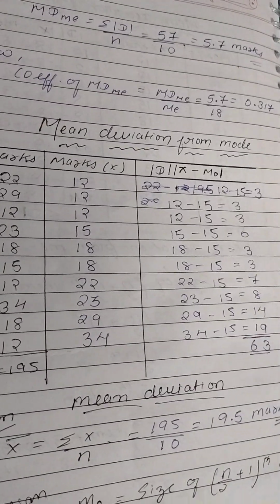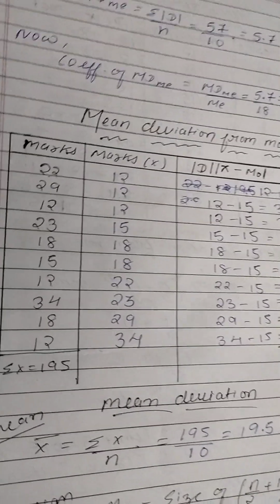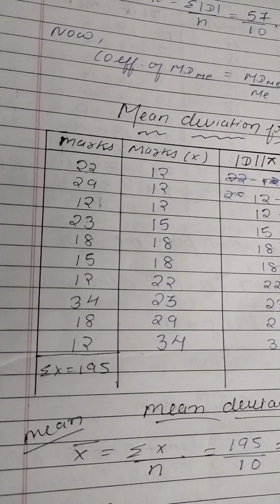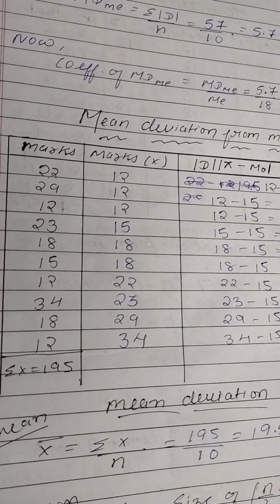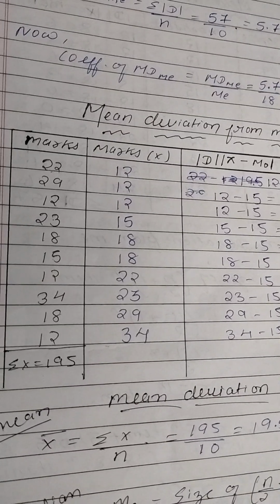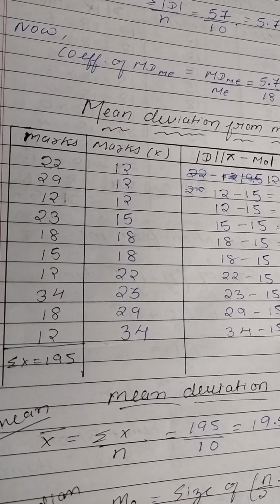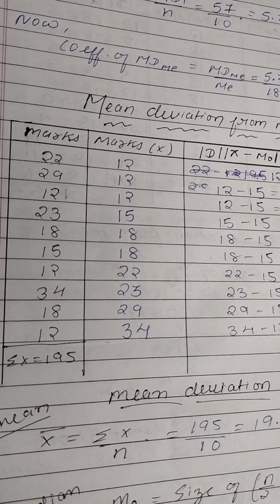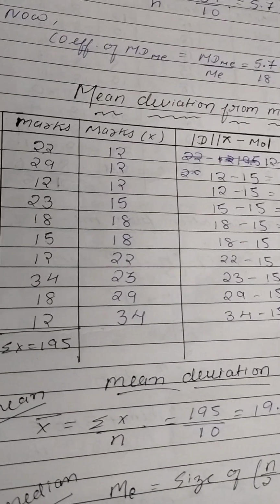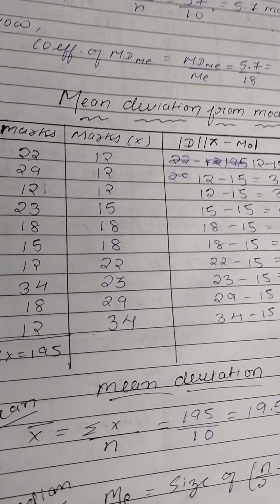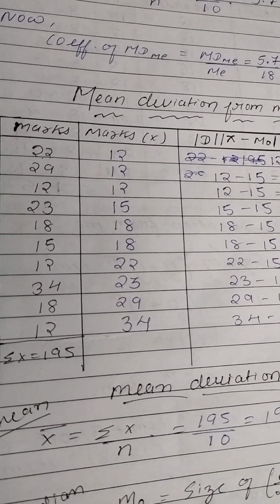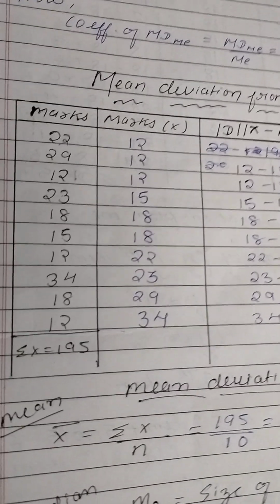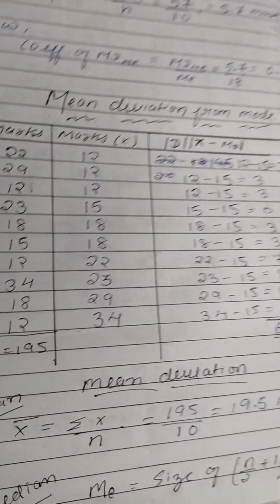Then we have mean deviation from mode. There is no such direct formula for the mode. So first we will calculate the mean, then the median, and then the mode. Here the values are 22, 29, 12, 23, 18, 15, 12, 34, 18, 12. Then marks is 12, and so on. This is just an arranged format, nothing else.